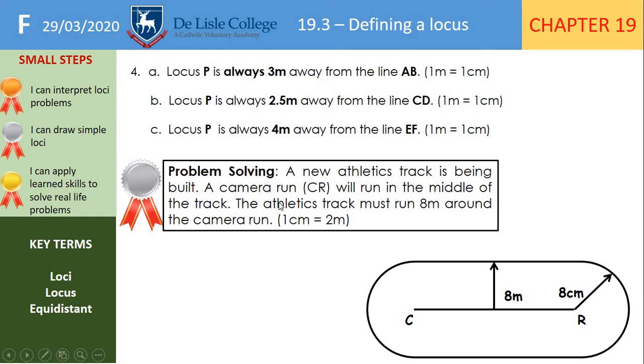The problem solving question says this: a new athletics track is being built and a camera run, C to R, will run in the middle of the track. The athletics track must run 8 meters around the camera run. So what we have here is a distance of 8 meters all the way around the camera run. So 1 centimetre is equal to 2 metres on our diagram, which means that we're going to need to draw a loci which is 4 centimetres around this camera run. Hopefully you've been able to do that.